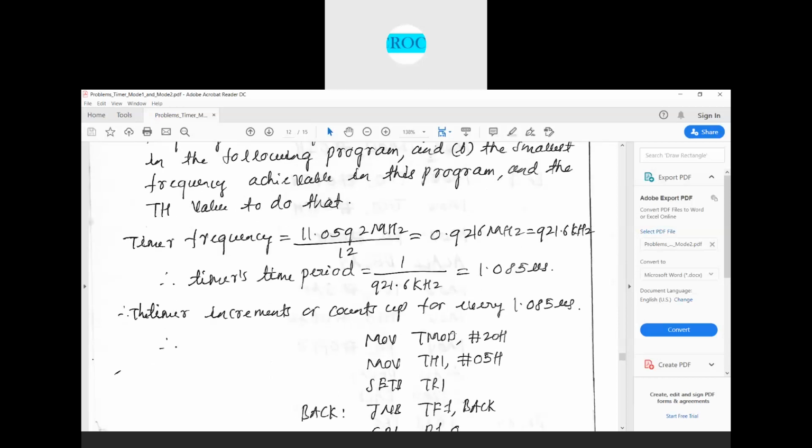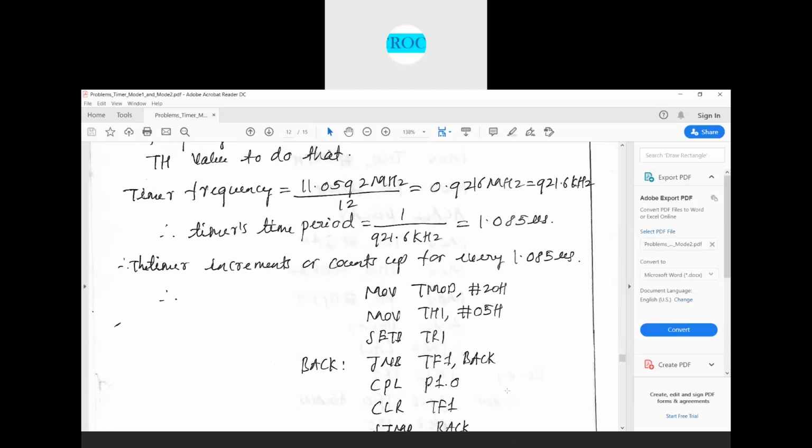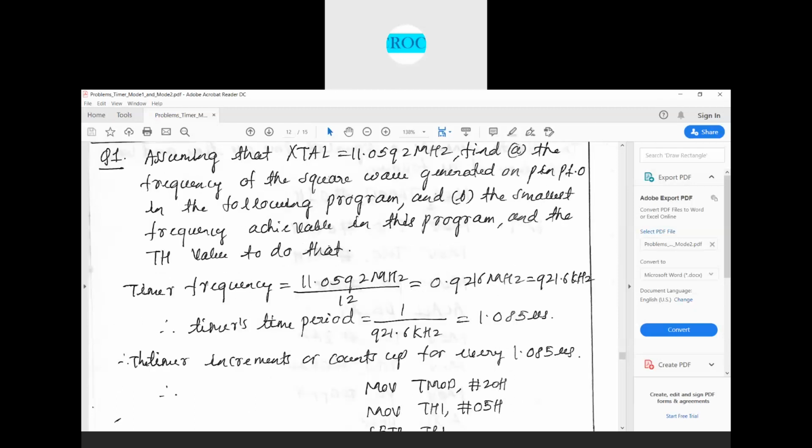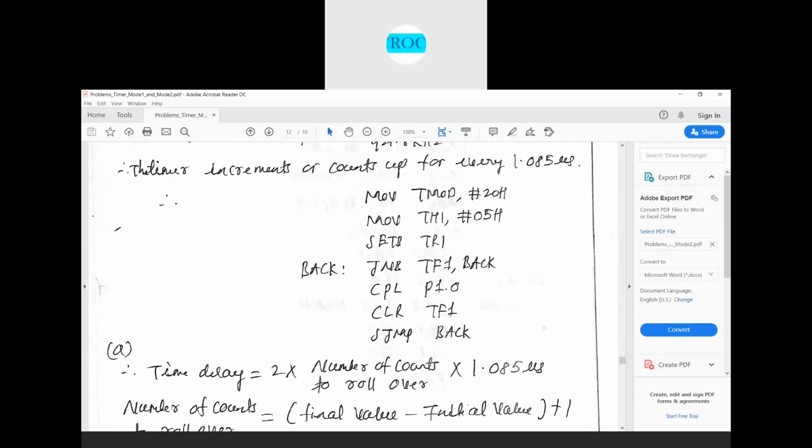First you need to calculate the delay or the frequency which is generated by this program here. What is the crystal frequency which is given to us? 11.0592 megahertz, and we divide that by 12, so what is the timer's frequency we have? 921.6 kilohertz. So what is the time period? We have 1.085 microseconds here, right?